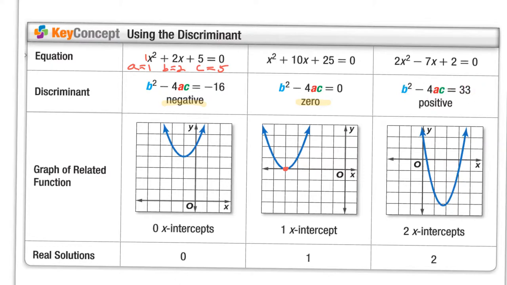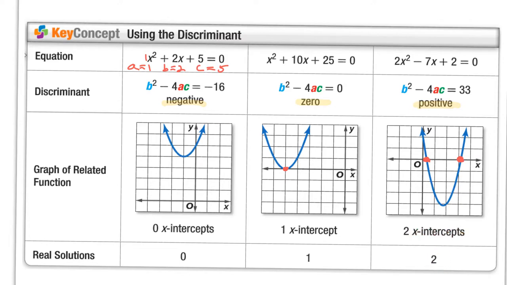Well, the key word is the number is positive right here. When the number is positive, and it can be positive 2, positive 7, positive 100, positive 33, but if it is positive, when you graph it, the parabola is going to cross at 2 different points. So we have 2 x-intercepts or 2 real solutions.